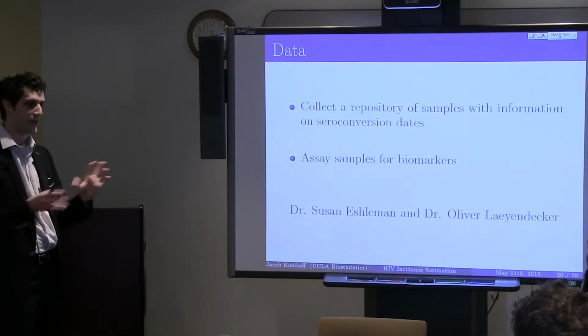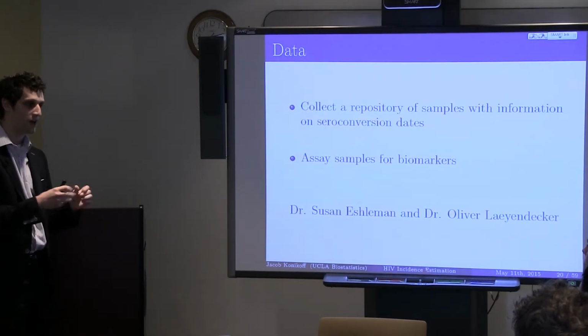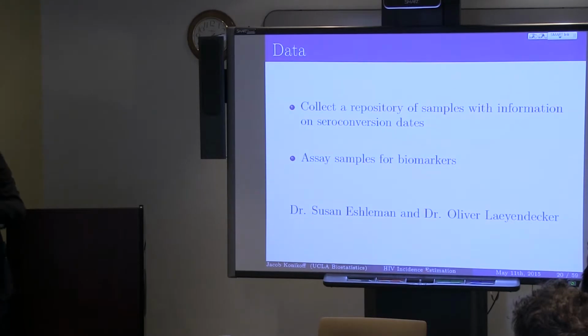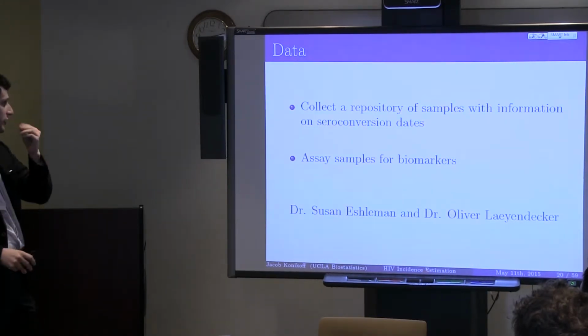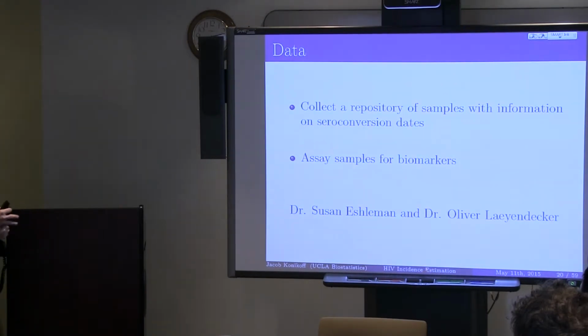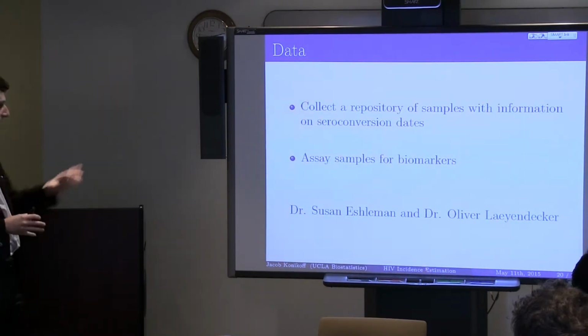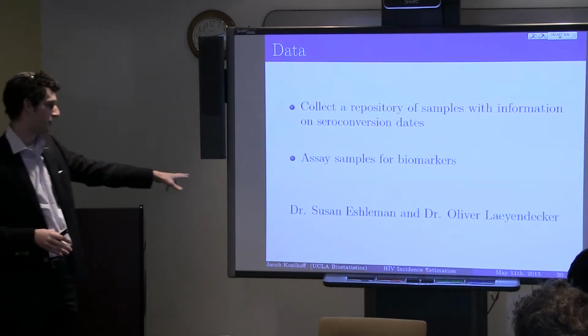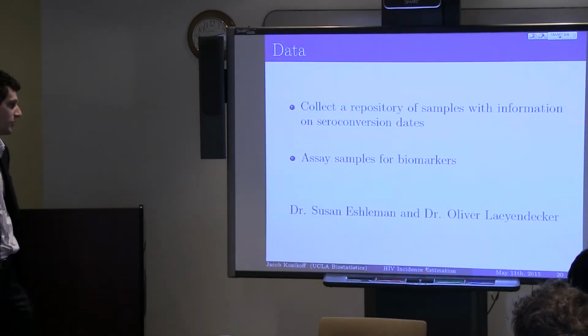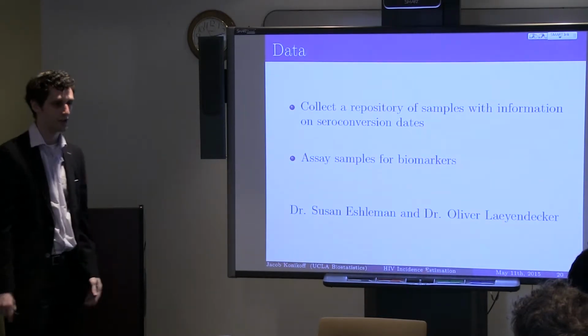You'd think that there'd be some average of the amount of time people are spending in the early stage, who are truly recent, and some average of these people who are way out in infection, who are actually on the verge of dying. So we got a repository of samples with known seroconversion dates, and we were able to assay all those samples with various biomarkers. That work was done at Johns Hopkins by Dr. Susan Eshelman and Dr. Oliver Leyendecker.